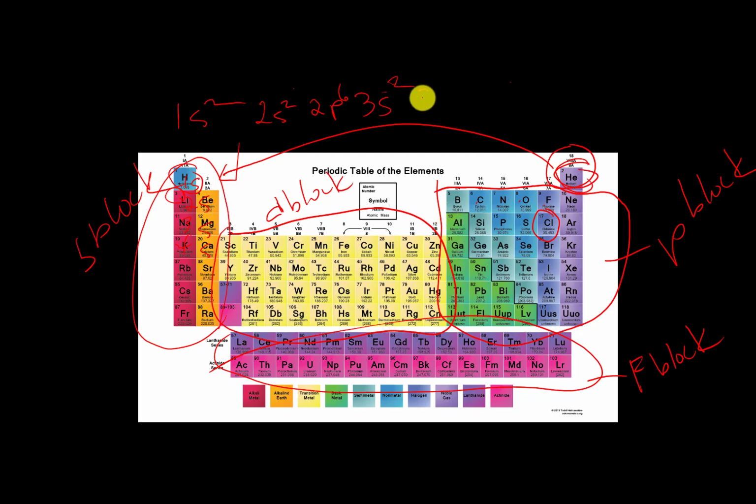Now we're on to 3p. We've got 1, 2, 3, 4, 5. 3p, 5. All right, and that's all we need to do. That is the electron configuration of chlorine.